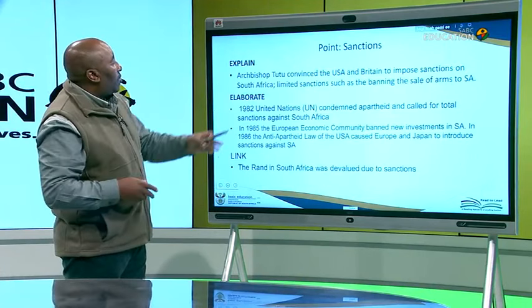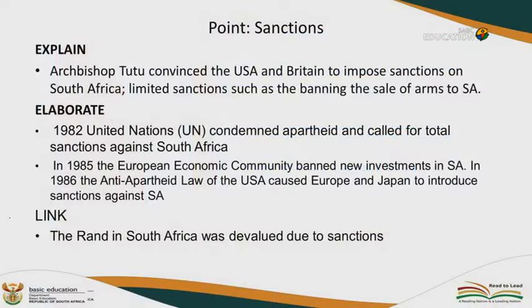Right. Then we've got also sanctions. Archbishop Tutu convinced the USA and Britain to impose sanctions on South Africa. How do we elaborate that? In 1982, the United Nations condemned apartheid and called for sanctions on South Africa because of its practice. In 1985, the European Economic Community banned new investment in South Africa. And how do you link that? The rand in South Africa was devalued. It means it lost value because of sanctions.